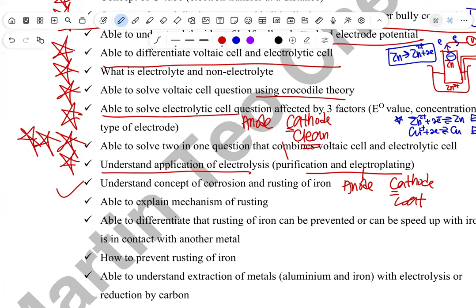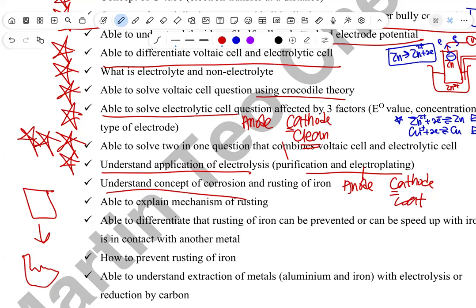SPM 2026, something you can focus a bit more this year. Okay, what is corrosion? Corrosion happens when the metal gets eaten away, when part of the metal disappears. So what happens during corrosion? Metal loses electrons. When any metal loses electrons to become ions, it is corroded.